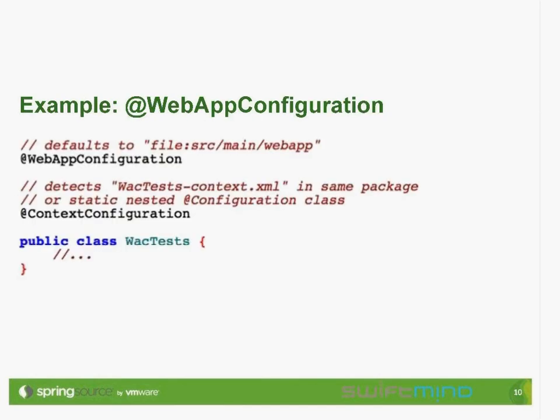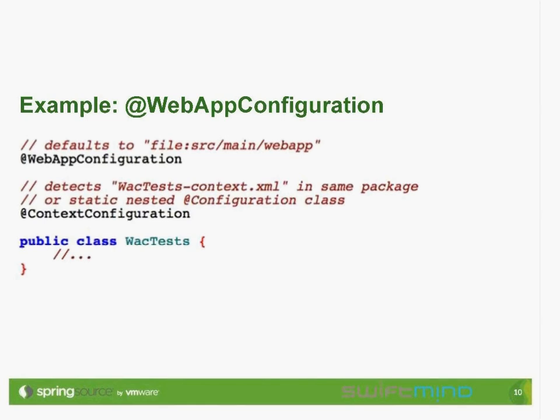Here we have an example with the defaults. So we have a web application test class, and it's annotated with @WebAppConfiguration with no attributes. And by default, as I mentioned before, this will tell Spring to load a web application context for your integration test. And the root of the resource path will be, as you see in the comments, from the file system, a relative directory, src/main/webapp.